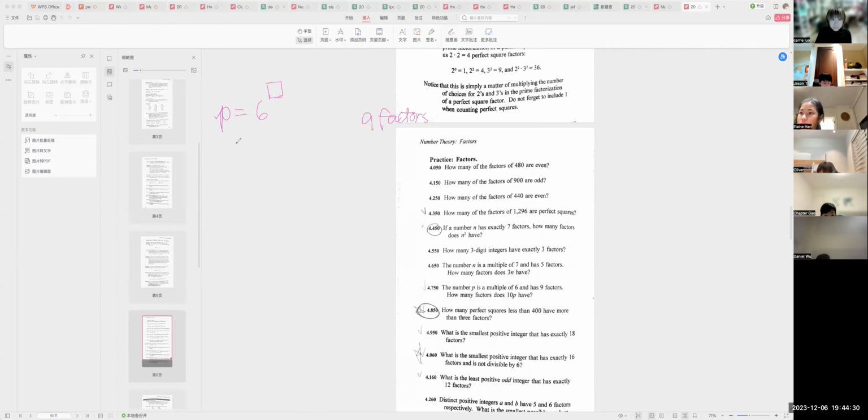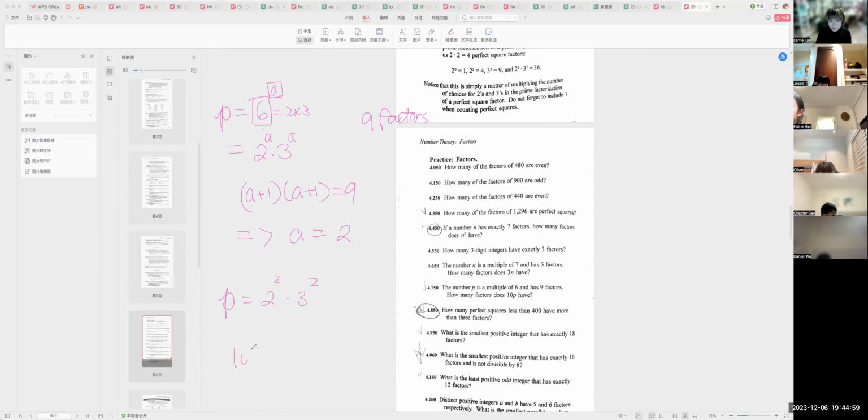I'm wrong, sorry. Why can I not directly use that one? Because 6 is not a prime number. So we have to get it as 2 power a and 3 power a. Get it? Because 6 equals 2 times 3. So a plus 1 times a plus 1 equals 9. So who can tell me a equals what? A equals 2, right? So p equals 2 squared times 3 squared.